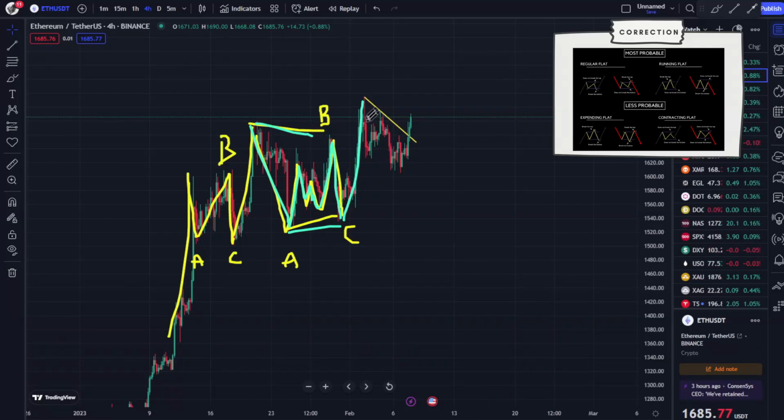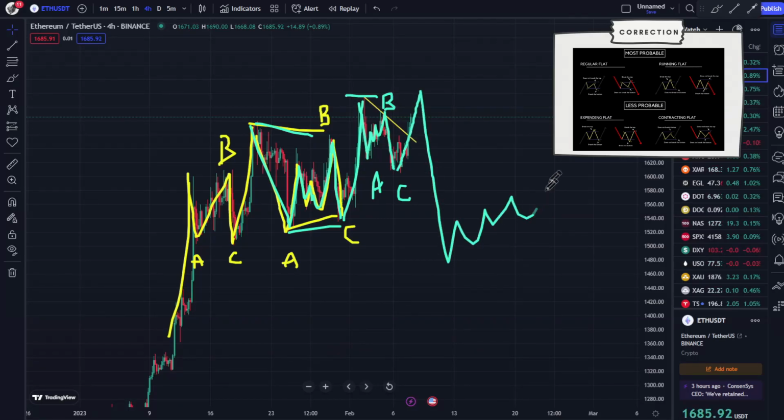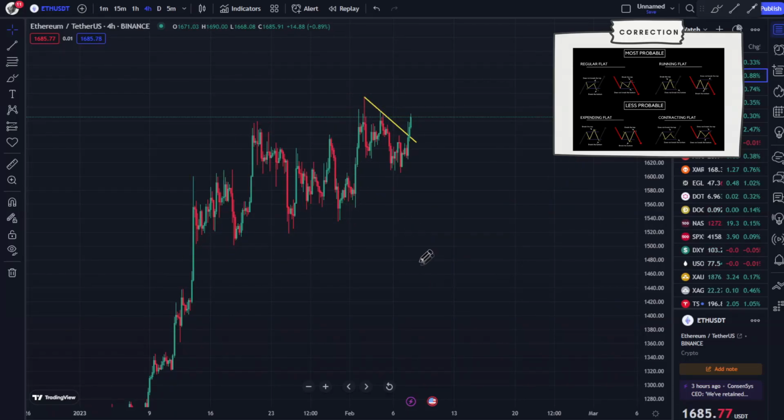Now what you got is a running regular flat. So right there you have all the different possible patterns. So this will help you understand the difference between them. This is a regular, this is a contracting, and this is an expanding. If that's a regular, this should come and retest the top before dropping and making a bigger correction. So there is no potential running flat right there.